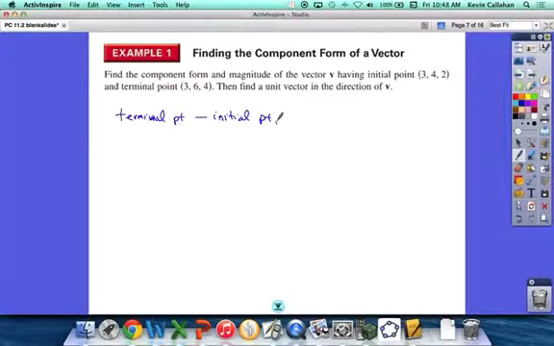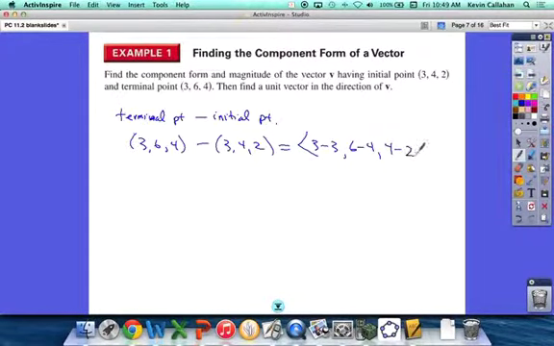Okay, so the terminal point is (3, 6, 4). The initial point is (3, 4, 2). Right. So the component form of a vector, remember, it's going to be in the angle brackets now, not parentheses. 3 minus 3. 6 minus 4. 4 minus 2. Right, which is <0, 2, 2>.